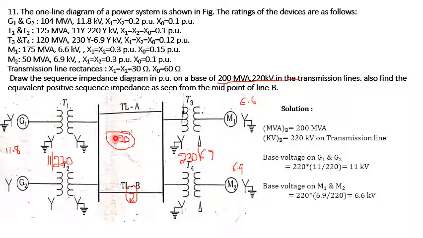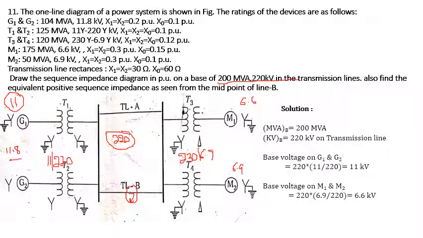So this is a new value. We need to calculate the new value on the generators G1 and G2. So this is 220 into the rating of the transformer, low voltage divided by high voltage. 11 by 220 will give 11 kV. So 11 kV is the new value on generator G1. So this is the new value, and these are the old values.